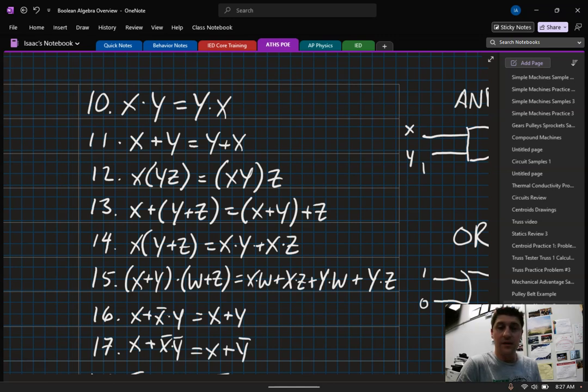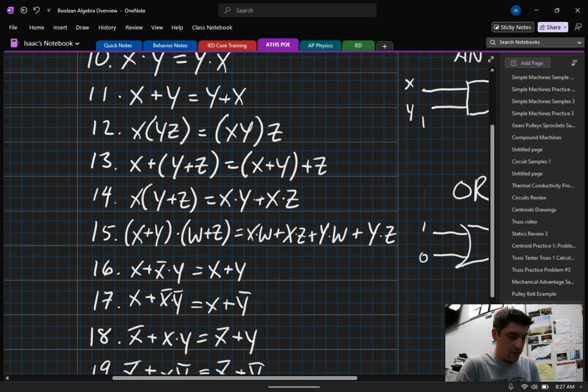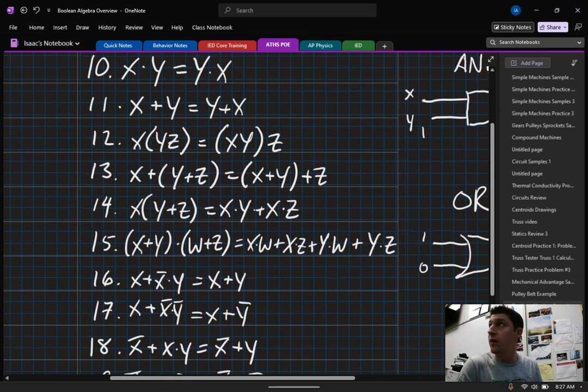The next one is the same, but with OR gates. So x OR y is the same as y OR x. Again, it doesn't matter which order we apply that OR in, it still works. Number 12, same thing, but with kind of parentheses pairing. So x AND the quantity y AND z is equivalent to the quantity x AND y ANDed with z. We can also do that in theorem 13. We can move where the parenthesis is with OR gates.